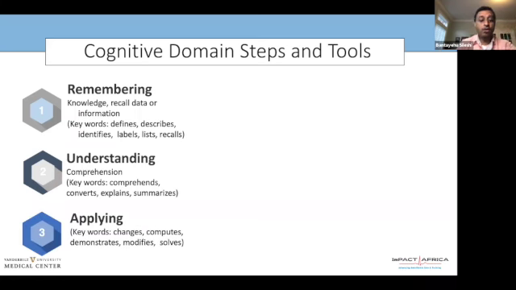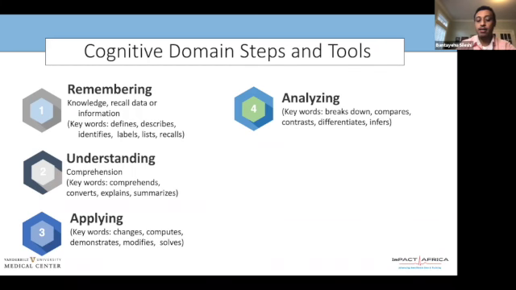The next level would be applying. Now, not only do they remember, not only do they understand or comprehend, at this level of learning the students will be able to apply what they've learned to a new scenario. So keywords associated with that would be changes, computes, that they can demonstrate, they can modify, or they can solve problems.